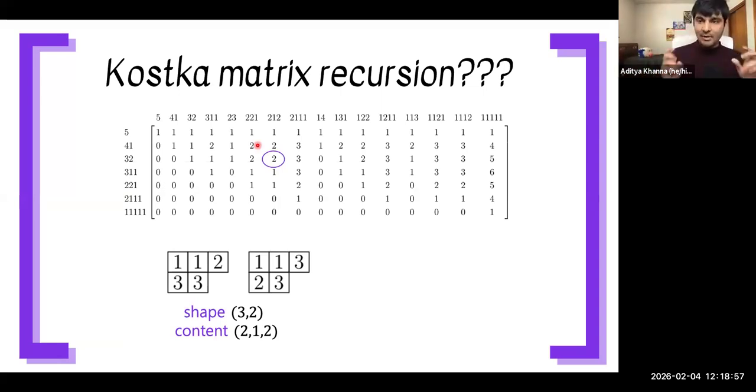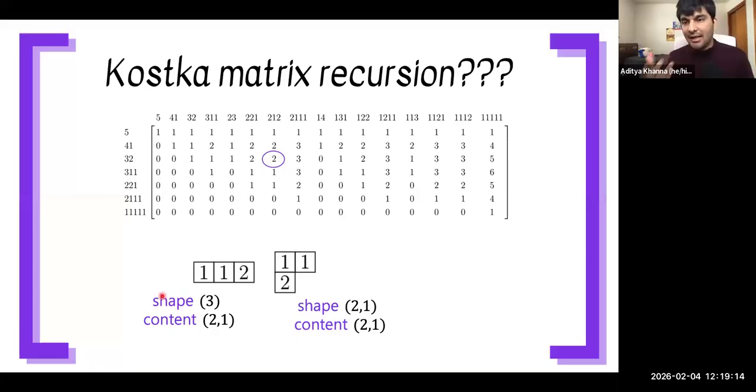One thing that we notice about our Kostka matrix, right? Remember this example, we had 2 here and it was counting these 2 tableaux. This is a fun observation that if you remove the 2 largest entries, so if I remove the 3's, what do I get? I get these 2 guys. One has shape 3, one has shape 2, 1.